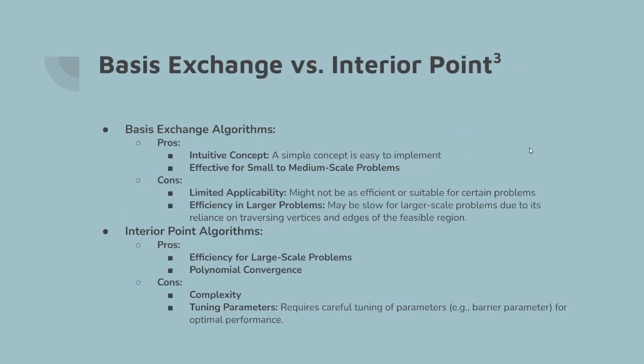So we'll go over the pros and cons of the two main types of algorithms. So basis exchange algorithms, some of their pros are that because they're intuitive, they're very easy to implement. They align really well with math, and so it's really easy to implement them. They're also effective for small to medium scale problems.